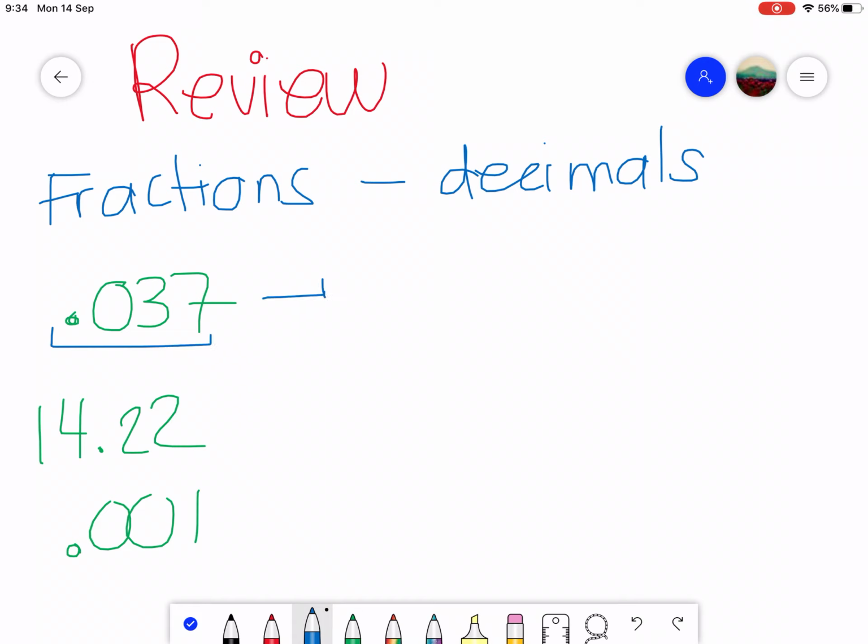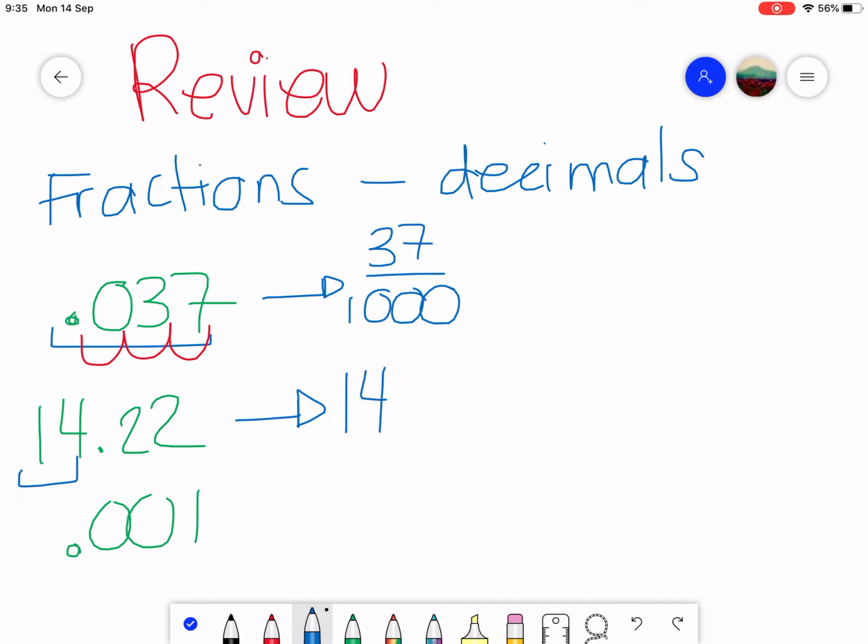For example, here, this one, okay, I have 0.037. So I'm gonna change that into a fraction as 37, and then you're gonna count the decimals like 1, 2, 3. So you're gonna write a 1 and you're gonna add 3 zeros. Those 3 zeros represent the 3 decimals, okay? Then the next one. For example, in this one, you have 14 as a whole number. So it's 14. Then you see you have 0.22. Your fraction is going to be 22 over, and then let's count the spaces, 1 and 2. That means you're going to write a 1 and 2 zeros, which are going to represent the decimals that you had, okay?